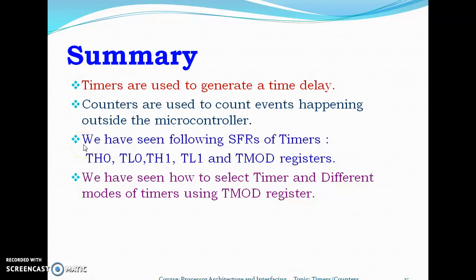In this session we have seen different SFRs: TH0, TL0, TH1, TL1 and the TMOD register. For TL0 the SFR is 8A, for TL1 the SFR is 8B, for TH0 the SFR is 8C, and for TH1 the SFR is 8D. The TMOD register SFR value is 88H. We have seen different examples of how we can select different timers in different modes with the help of the TMOD register. So in this session we have seen how to select timers and different modes of timers using the TMOD register. Thank you.